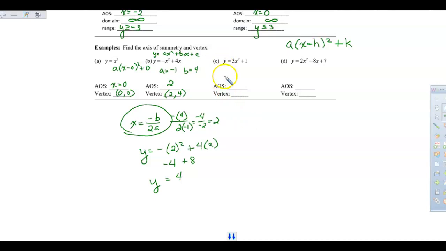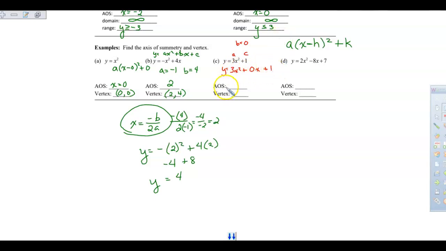If I take a look at the next one, I have y equals 3x squared plus 1. And so what I'm going to do is I need to find the x, so I know my axis of symmetry. So I'm going to do the same thing where I have, this is A and this is B. No, this is actually C. B, in this case, is going to be at 0, because if I rewrite this as 3x squared plus 0x plus 1, there's my A, my B, and my C.